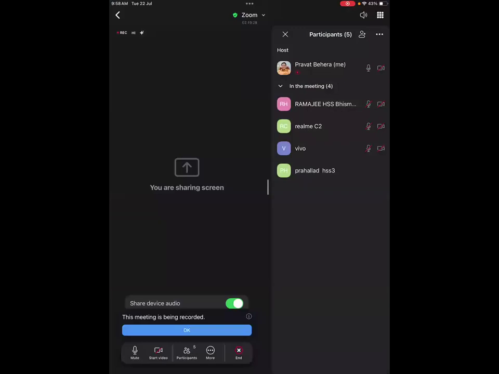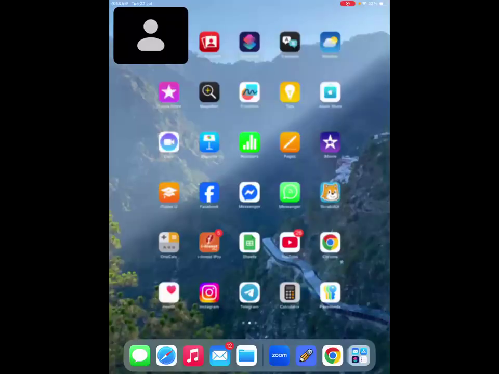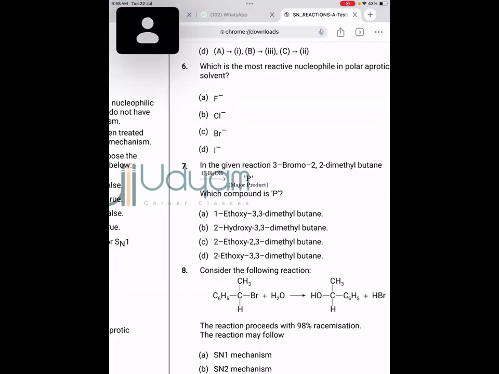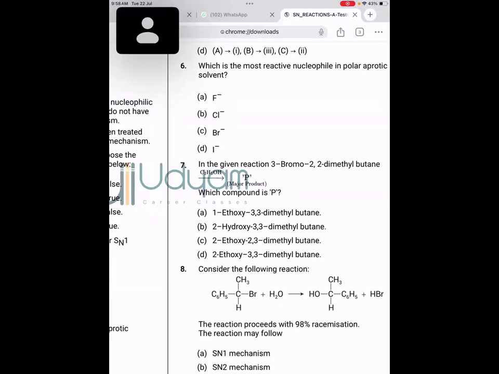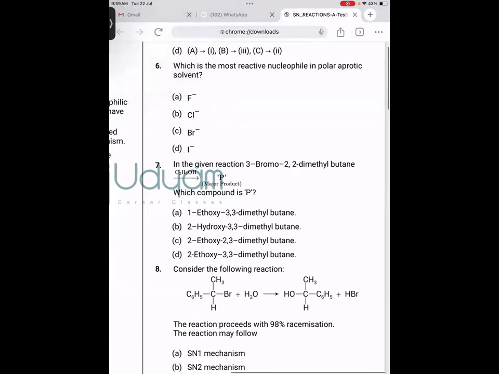Students, I hope all of you tried. Okay. See, the first question is: which of the following is the most reactive nucleophile in polar protic solvent, aprotic solvent? So it is fluoride minus.